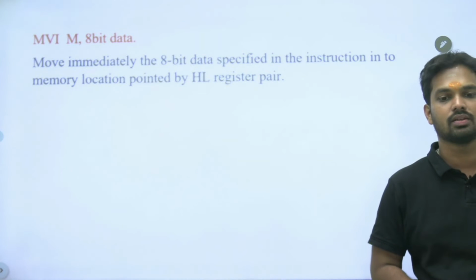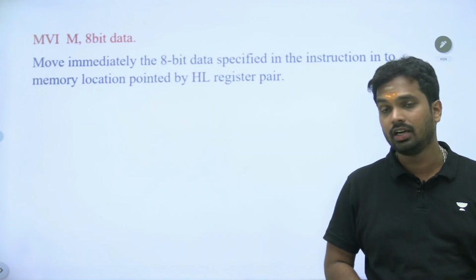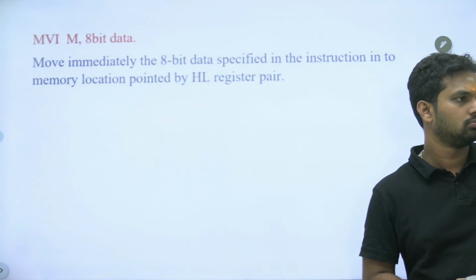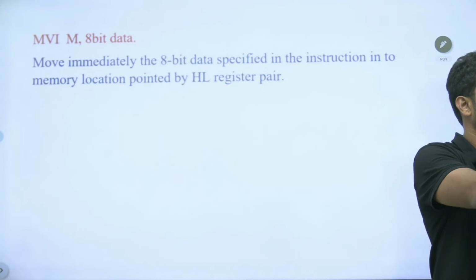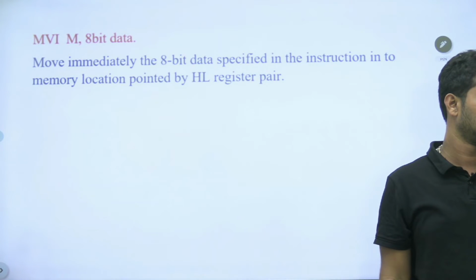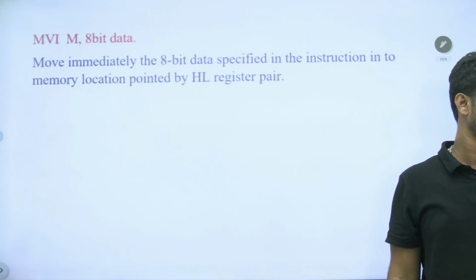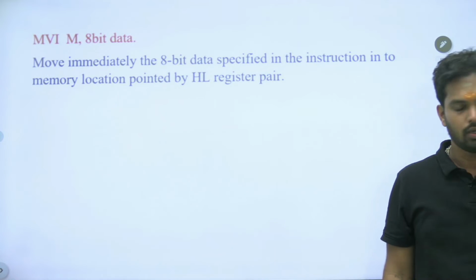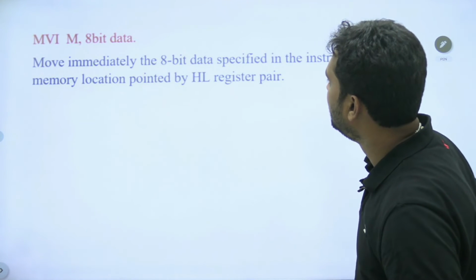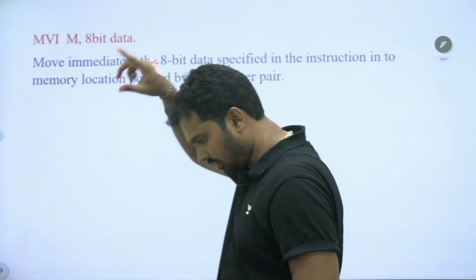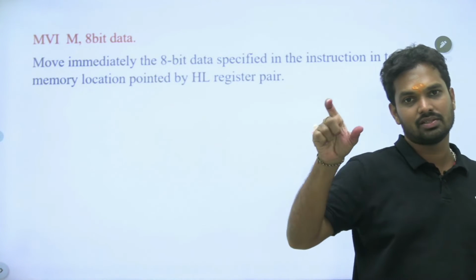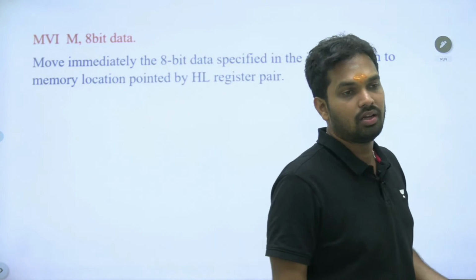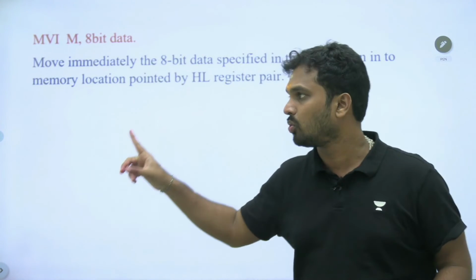Next instruction, same model, another instruction, that is MVI M, 8-bit data. In this instruction, what happens? Immediately, the 8-bit data will be copied. There it is copied to a register. Here, M. What is M? M is nothing but the HL register pair. Only the HL register pair is called memory pointer M. So HL is a 16-bit pair, sir, how do we copy 8-bit data? No, to the address pointed to by the HL register pair. The address pointed to by the HL register pair.